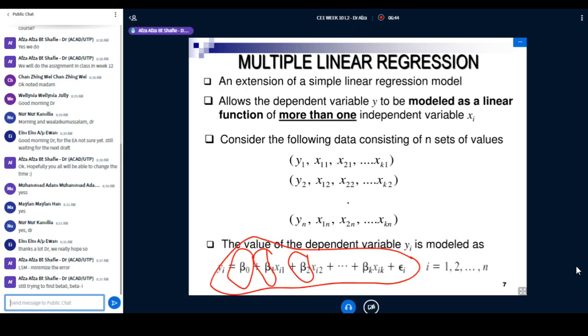Now, because it has become quite complex, since it depends on how many x you have, if you have 10, then your model will be beta naught plus beta 1x1 plus beta 2x2 plus beta 3x3 plus beta 4x4 and so on up to beta 10x10. So it's going to be quite a lot for you to evaluate the value of the model parameters.